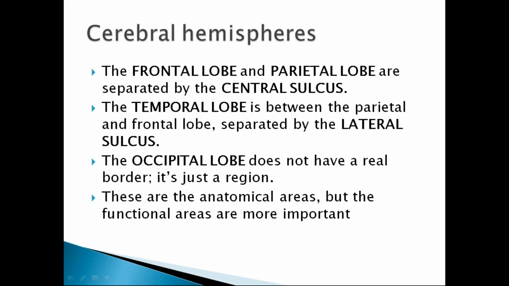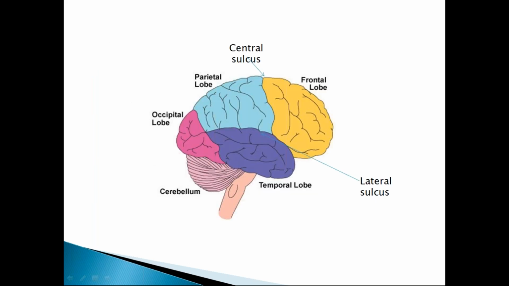These are the anatomical areas, but the functional areas are more important when we talk about the brain. As far as imaging goes, it is important for you to know where these areas are and what they are called. And here we go. The lateral sulcus is lateral, central sulcus is on top.